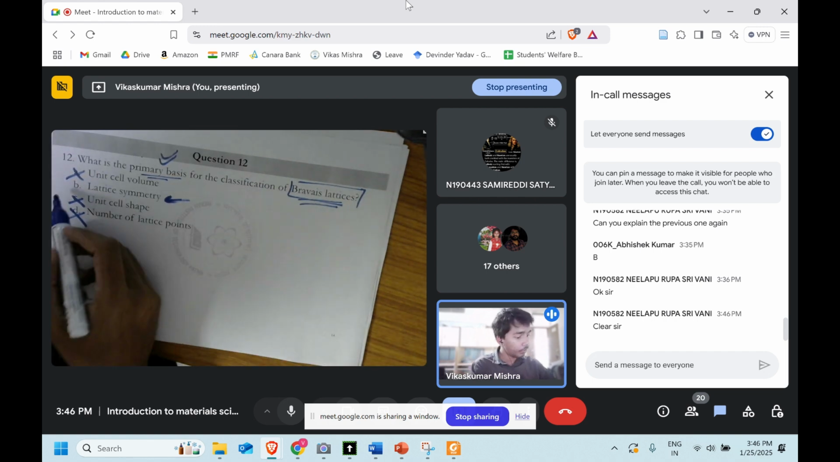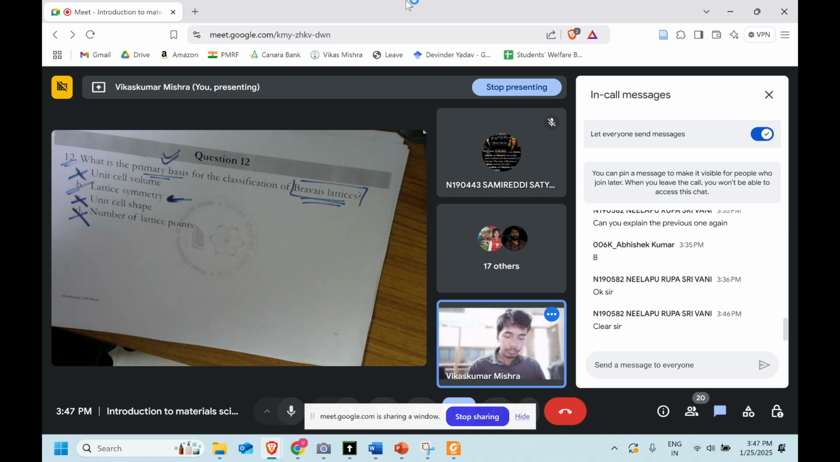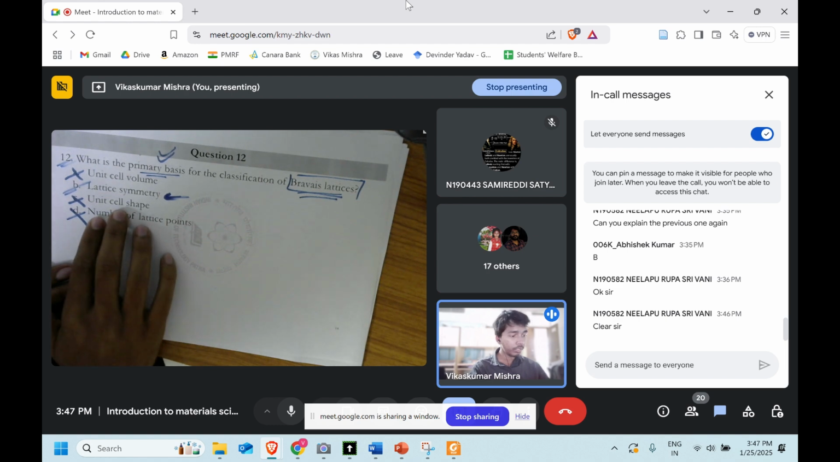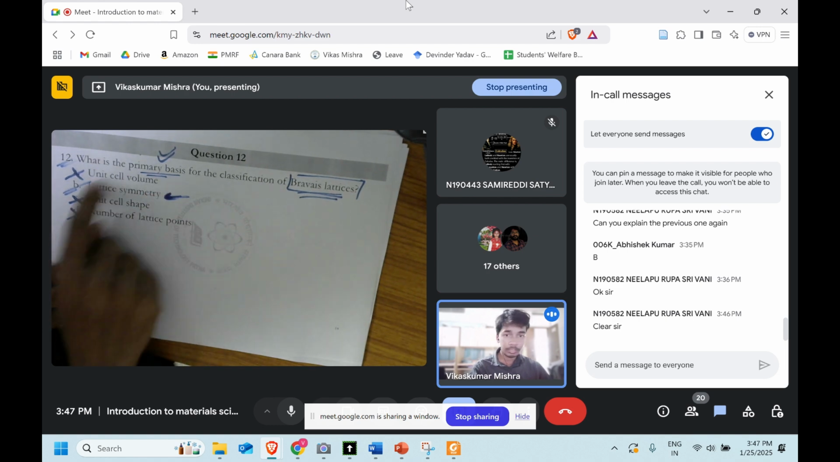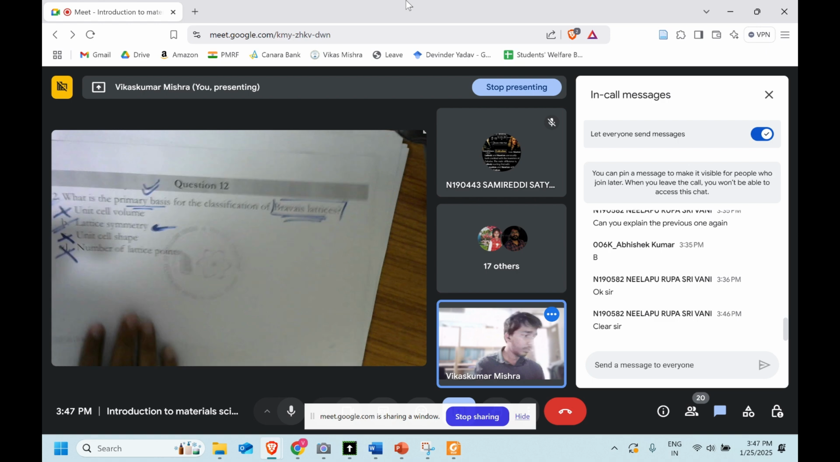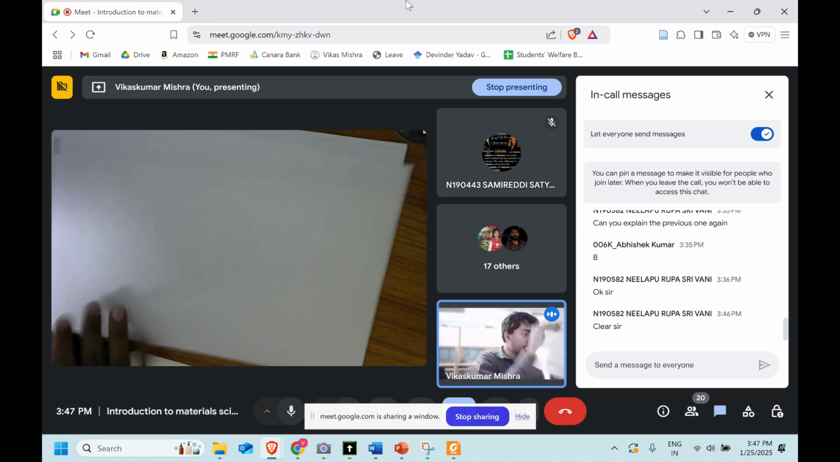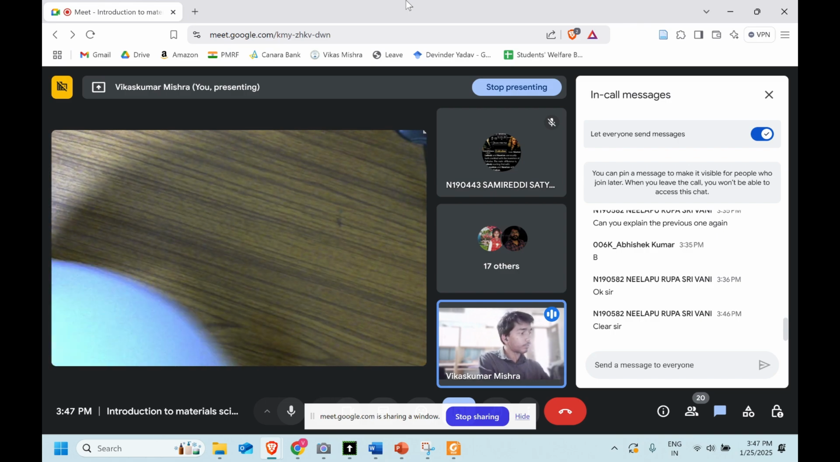So we have solved this question number 12. We will always keep in mind that the basis for the classification of the Bravais lattice is not the shape, is not the size, it's the symmetry. So question number 12 is over. Let's move to the next question.